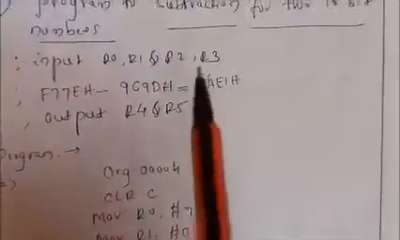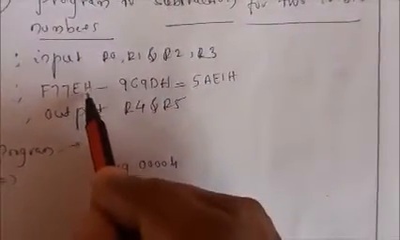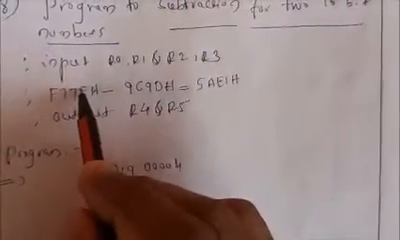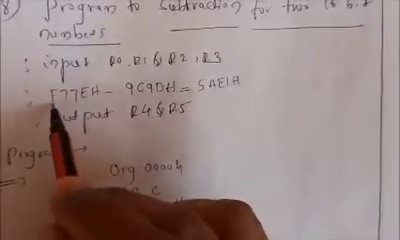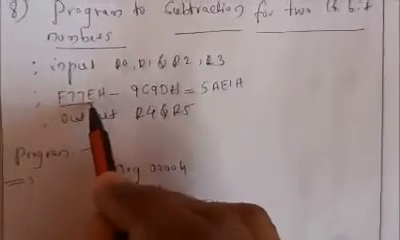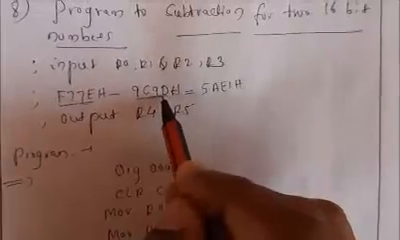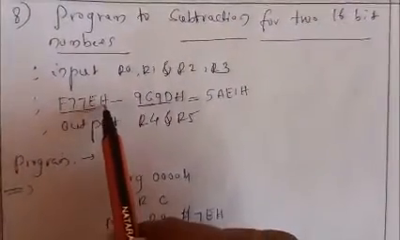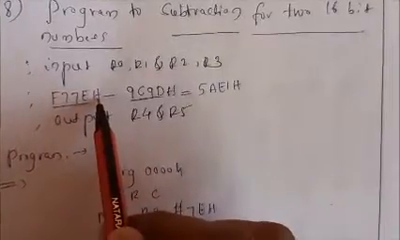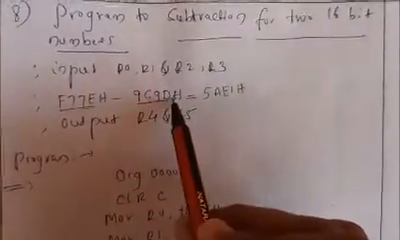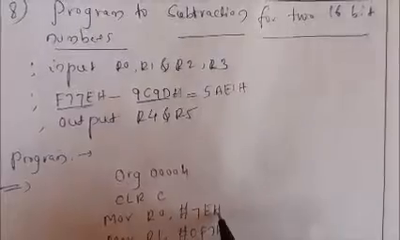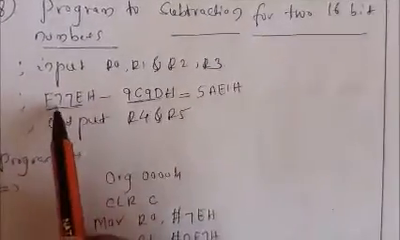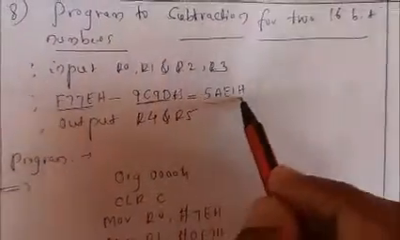Don't get confused. This H does not belong to the number. The 4-digit number is only from here to here. This H is only telling us that the number is a hexadecimal number. That's why I write H here, and even in your program we are going to write H. So this is the first number, second number, and this is your result.